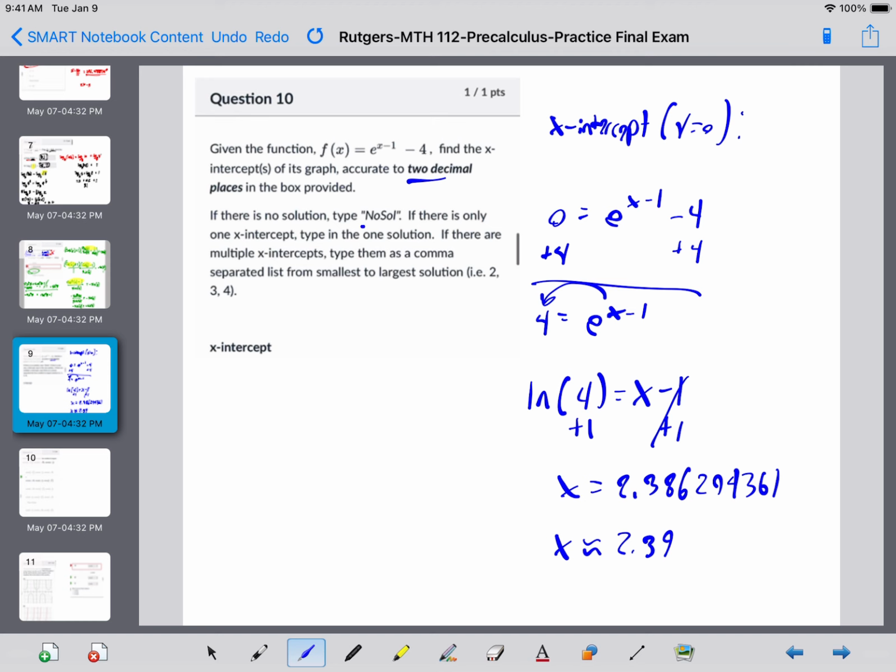They did say if there was no solution to type no solution. The only way you would have no solution is if the horizontal asymptote of -4 was a positive and not negative. If I said plus 4, the horizontal asymptote would be at 4, and therefore it would look like this and would not cross the x-axis. Then you would have no solution. Okay?